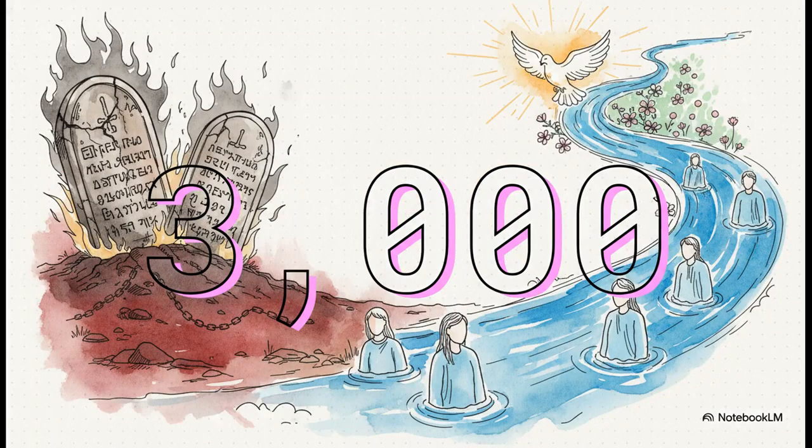Now hold that number, 3,000, in your head, and look at the fulfillment. At Pentecost, after the Spirit was given and Peter gave that first big sermon, the Bible records that 3,000 people were saved. The number is identical, but the outcome is perfectly reversed, from death to life. The new covenant brings grace right where the old one brought judgment.